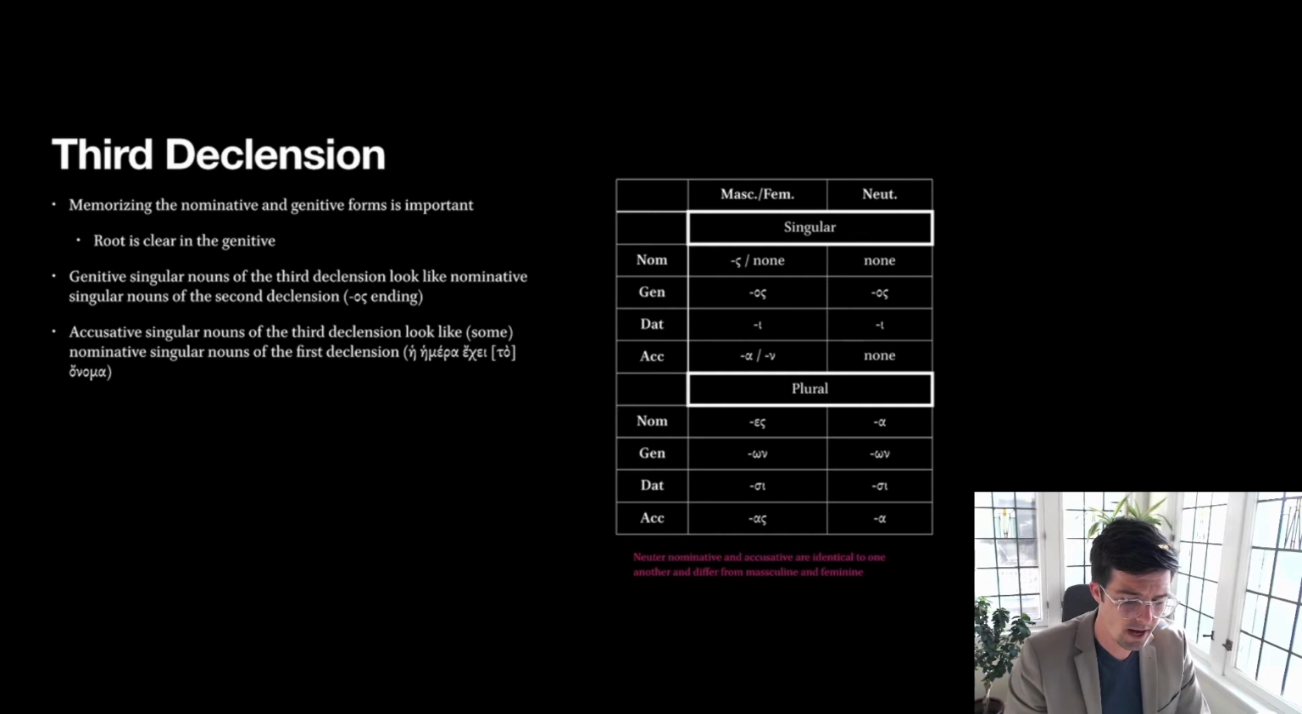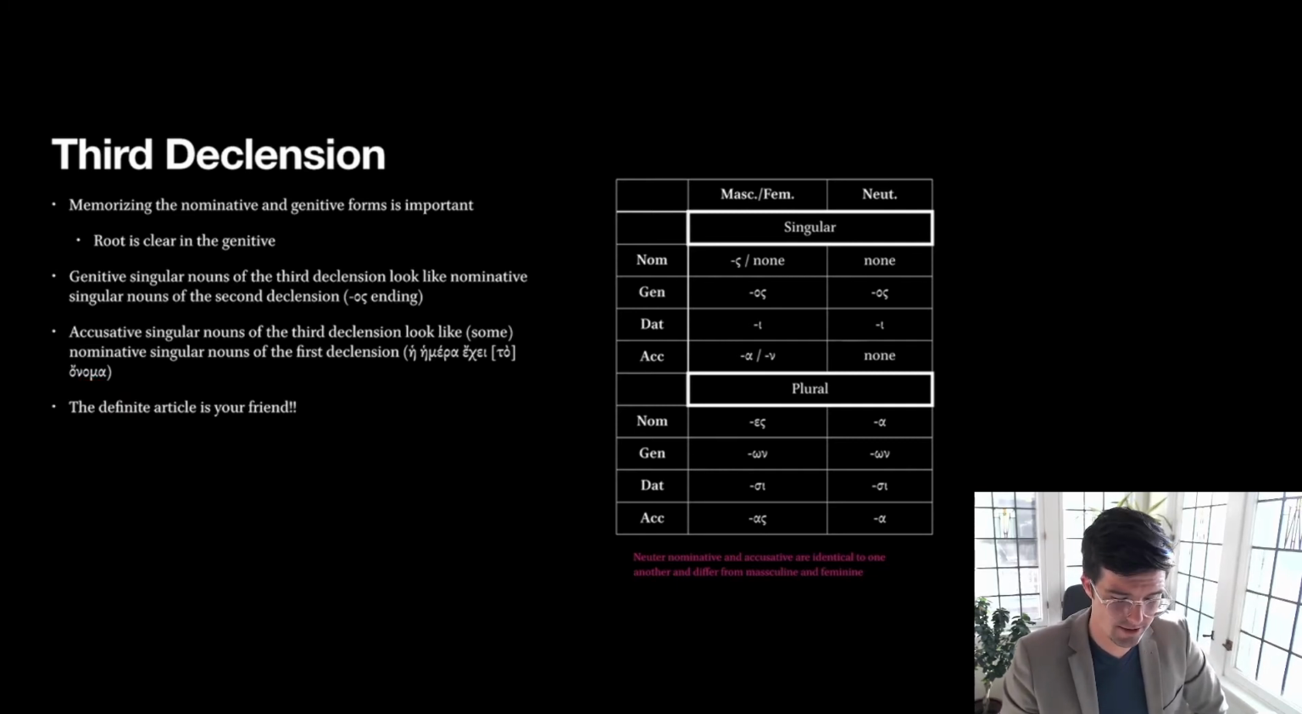And the same thing is true of the accusative singular of the third declension. The -on here looks like some endings of the nominative singular in the first declension. So you see here the example, hē hēmera, the day, has a name, to onoma. This is the word for name. Notice that the alpha ending at the end looks the same, so that you might expect onoma to be a feminine nominative singular, but actually it's a neuter accusative singular.